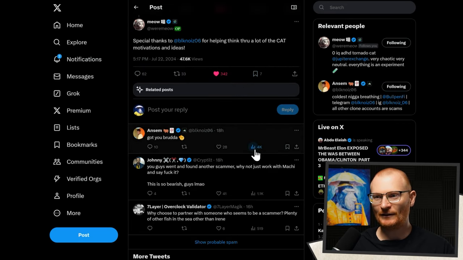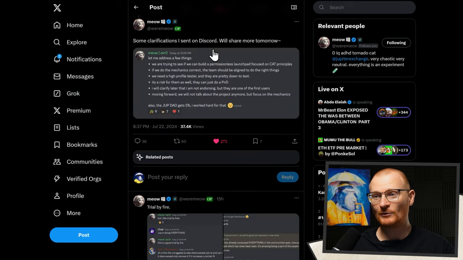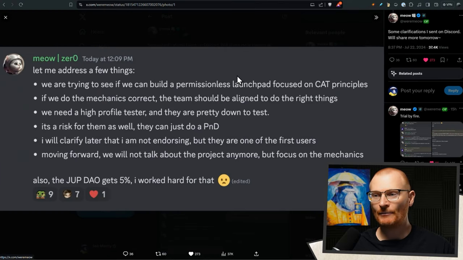So let's cover that. First though, Ansem apparently helped out with some of these ideas and motivations. He's very familiar with meme coins. So maybe that's quite cool. Here are some points that Meow said. So we're trying to see if we can build a permissionless launchpad focused on cat principles. If we do the mechanics correct, the team should be aligned to do the right things. So this is not about the team having an allocation and just dumping, because that's what happens right now, right? You ape into something, there's a dev wallet with a massive supply, and then boom, they've just made $1 million.